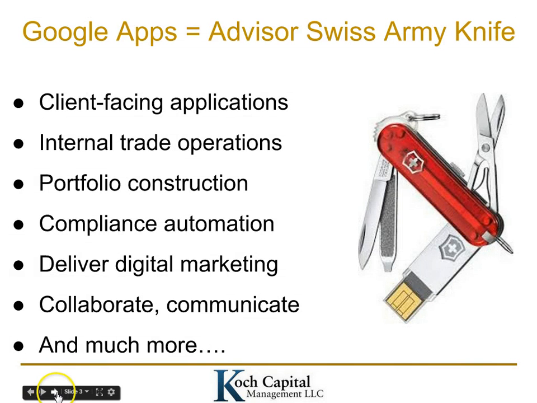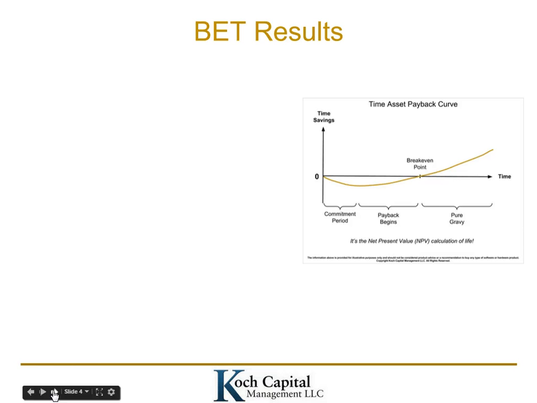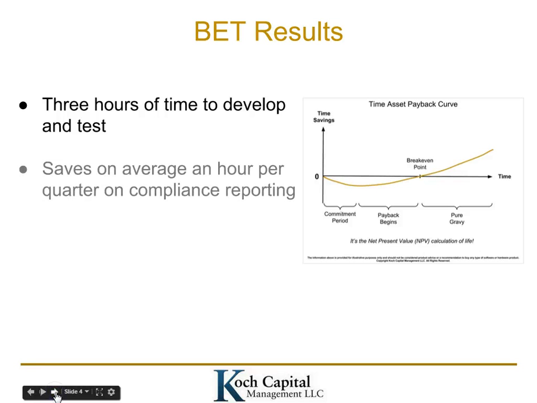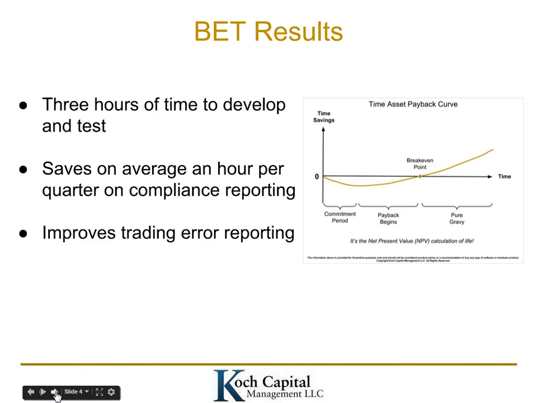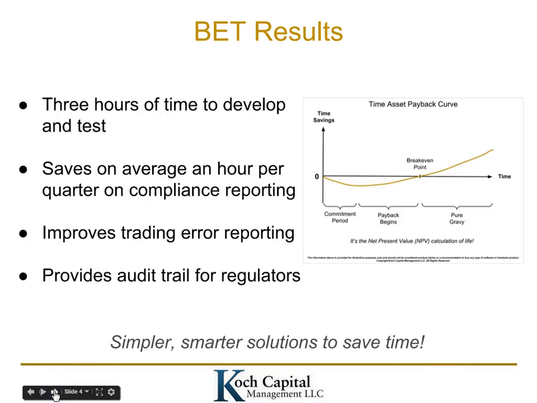So again, I think that's a classic example of a time asset. Let's look at the results on this. It took me probably about 3 hours to develop and test this. I use this tool now all the time. I've been using it for the past year, and it's worked great. On average, it saves me about an hour per quarter, but there are other benefits too. It helps improve your trade error reporting, which is very important to the regulators, and you have a complete audit trail. You can also demonstrate that you're on top of this because you're running it more than the minimum required, just a 5% sample or whatever the amount is, on a quarterly basis. You can run this multiple times. So this is a classic example of what we call a time asset using the Google Apps platform.